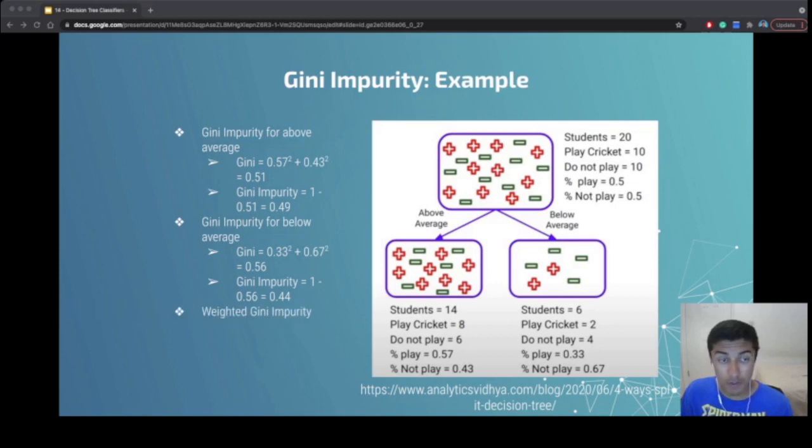Now we have to solve for the weighted Gini impurity. We once again do this by using 14 over 20 and 6 over 20 as the weights to solve for the weighted Gini impurity. This ends up coming out to 0.475.